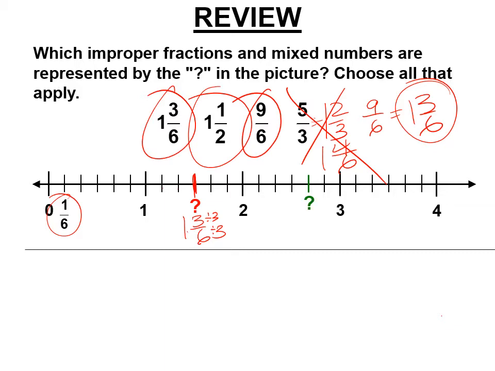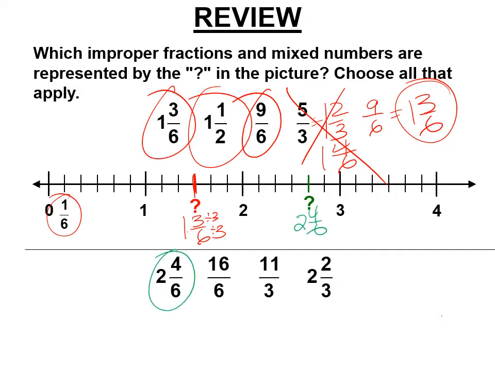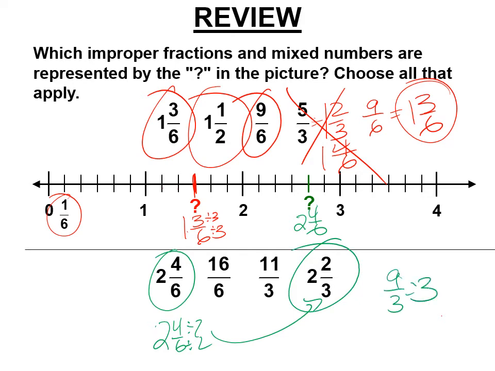All right, so now we're going to do the green one. So let's see. We have 2 and, right, 1/6, 2/6, 3/6, 4/6. So that is 2 4/6. So that's clearly right. 2 4/6 simplified, divide by 2, is 2 2/3. So that's clearly right. Now 11/3, 9/3 is 3. So 11/3 is 3 2/3.